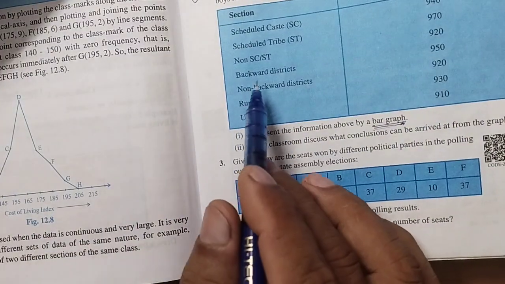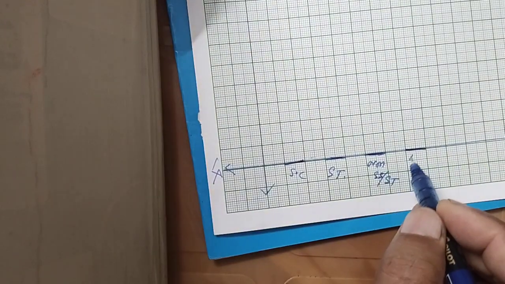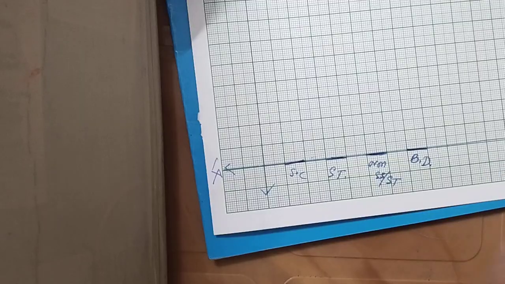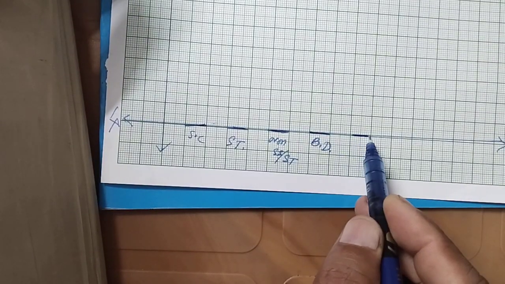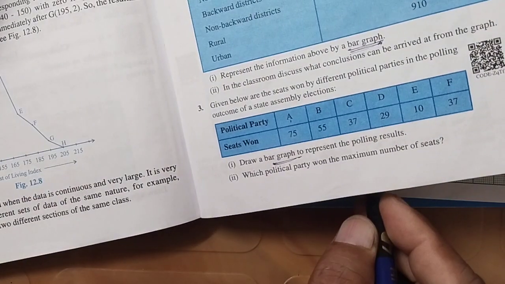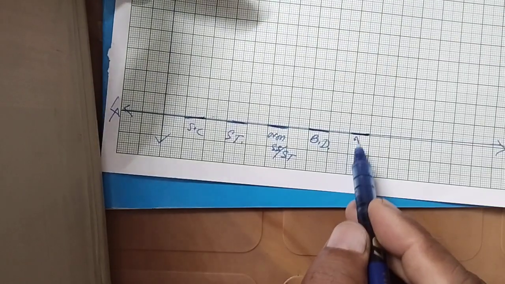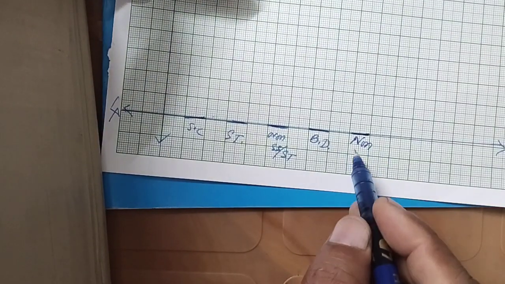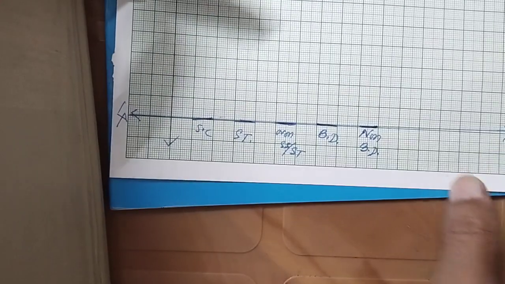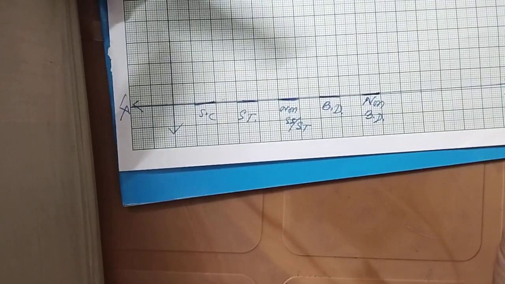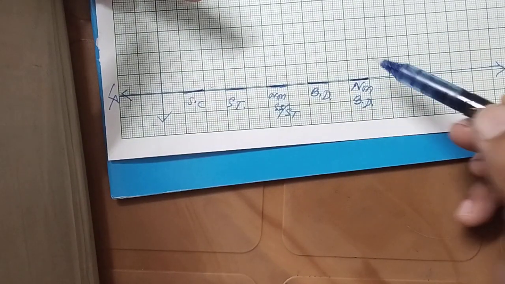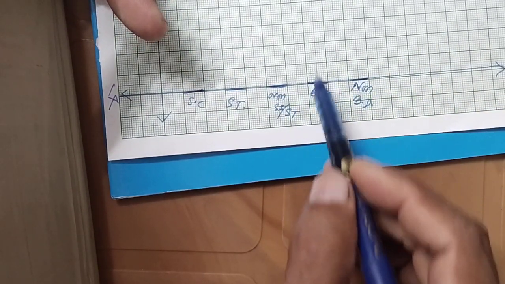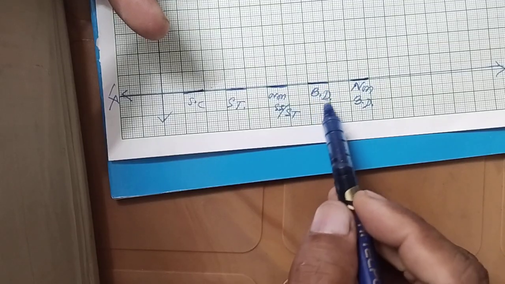Then again a gap, and the next bar represents the next group of people, written as backward districts. I'll write a shortcut for backward districts. Then again we keep it empty, and the next group is non-backward districts. I am writing it a little short, but you can write it properly in the exam, okay? You can keep a little more gap here. Along this x-axis you can write the descriptions of these different groups of people in full form, okay?